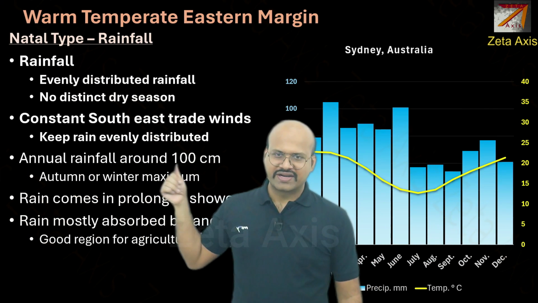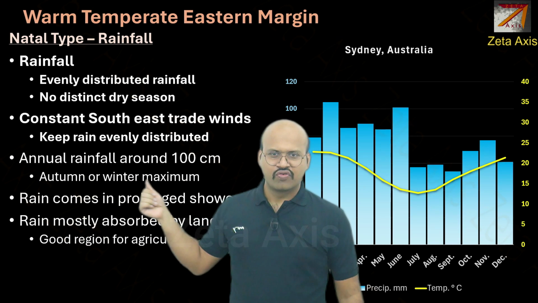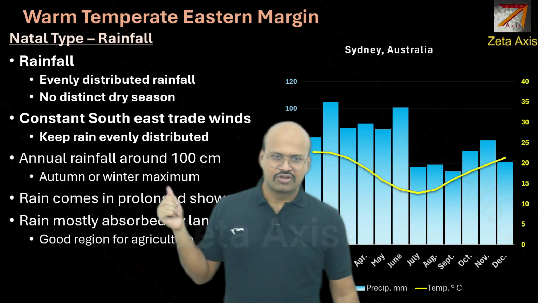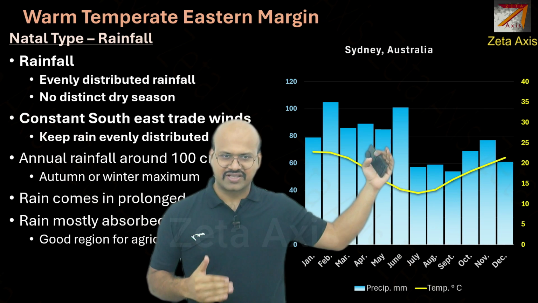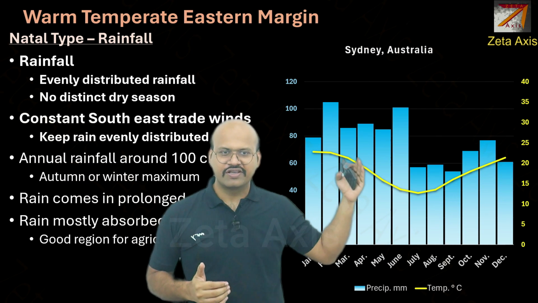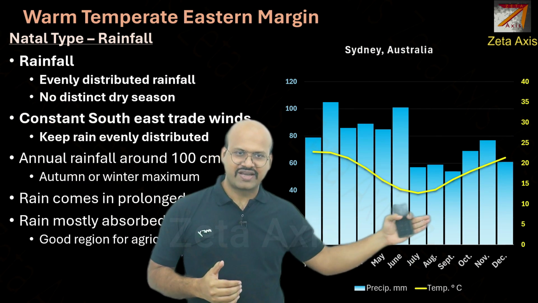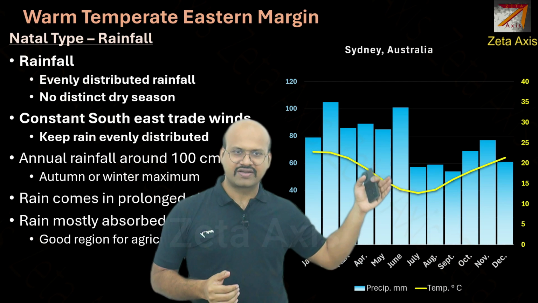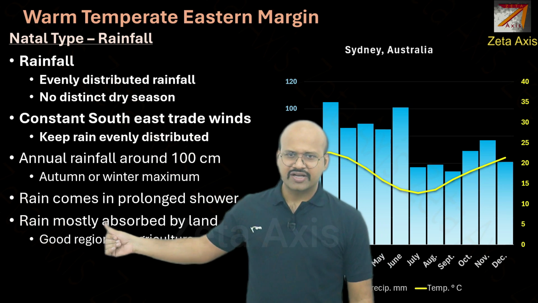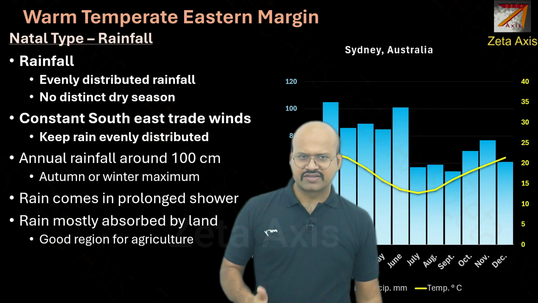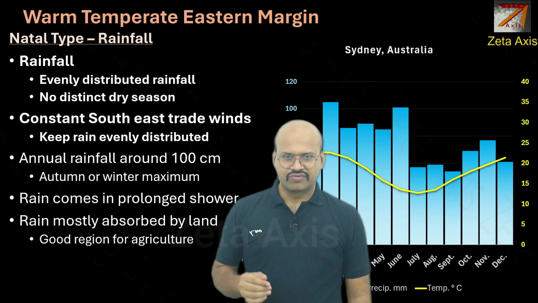Annual rainfall is around 100 centimeters, and an autumn or winter maximum can be seen. We can see that the maximum occurs over here. Now remember, this is the southern hemisphere, so this is the winter time. We can see from the temperature graph that here it is winter. Rain comes in prolonged showers, that is, when rain starts, it will continue for 2 days.